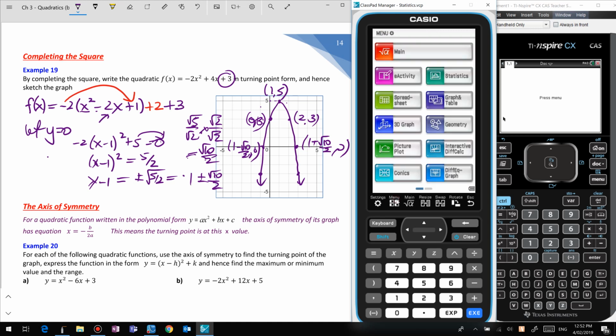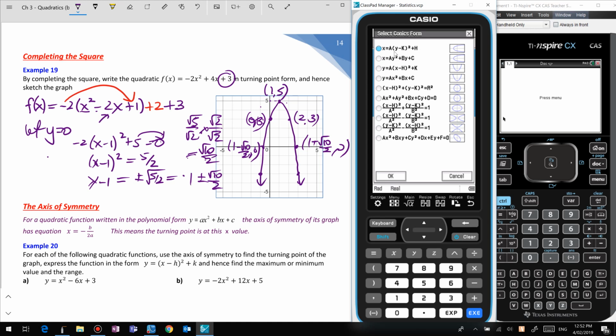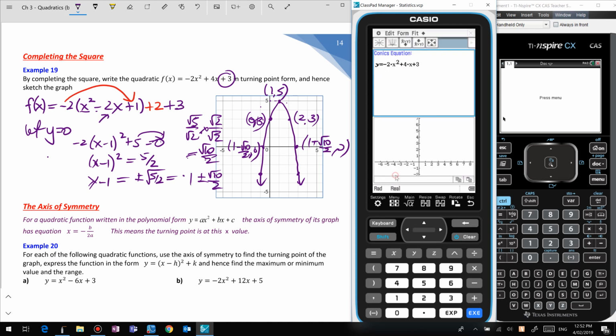If you want to put it into turning point form, you need to go into conics, which is here. Then you do y equals, and then paste the equation. So your equation's there. Now you click on this, it means convert. And we want to convert it to being this form, because it's a turning point. Click OK. Negative 2 (x minus 1) squared plus 5, which is exactly what we got. Which was that.